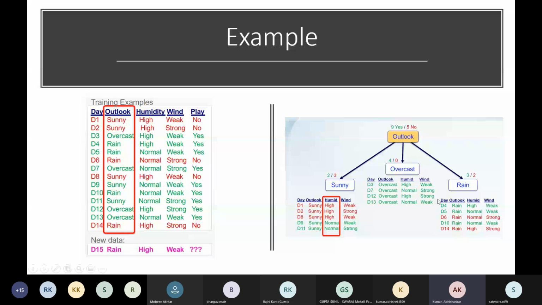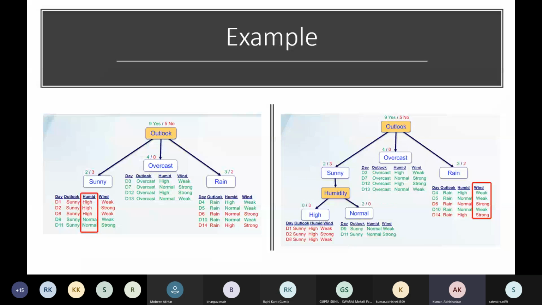You see that all these features D3, D7, D12 and D13 represent the same class actually. That is no actually. We have 0 no. So now all of them belong to the same class. Understood or not? So overcast now becomes a leaf node. But sunny and rain are child nodes of Outlook and are now ready to become parents.